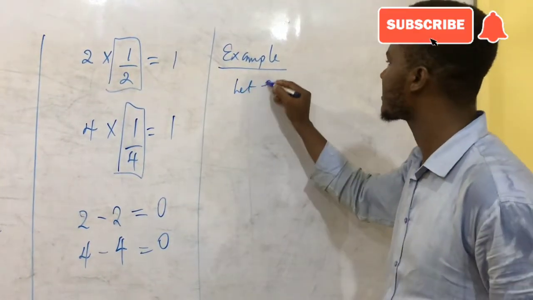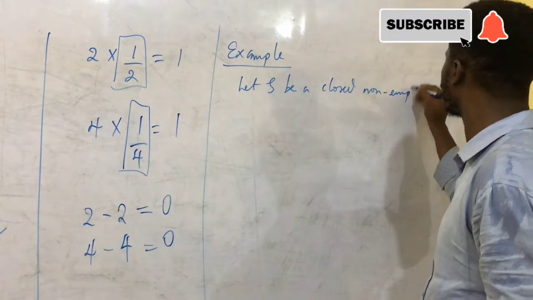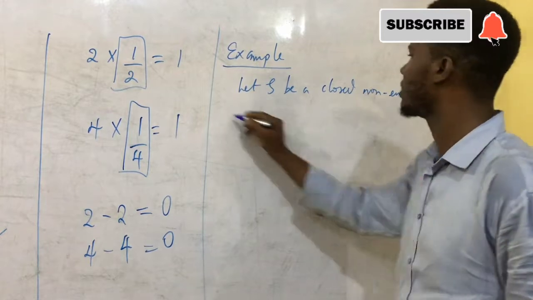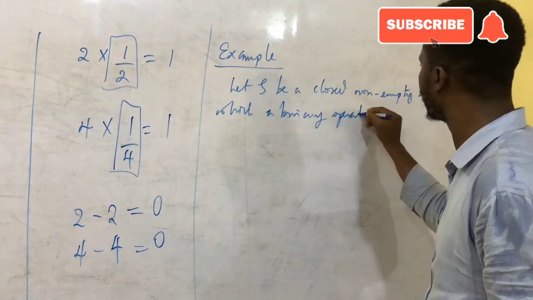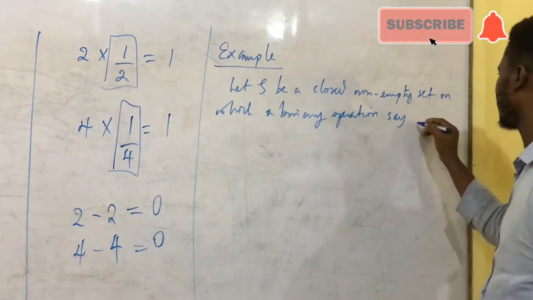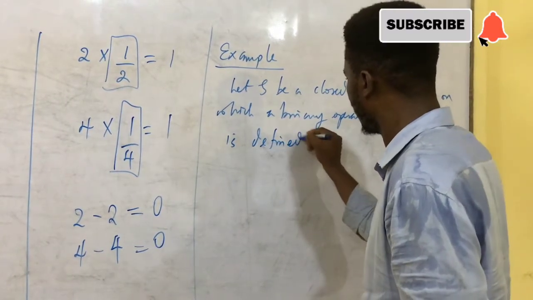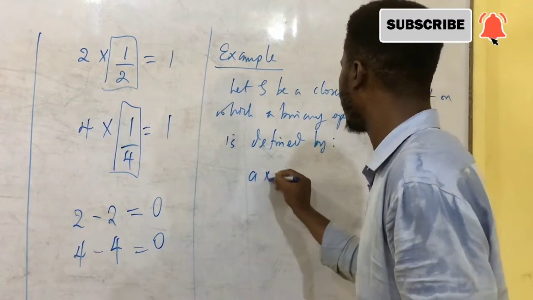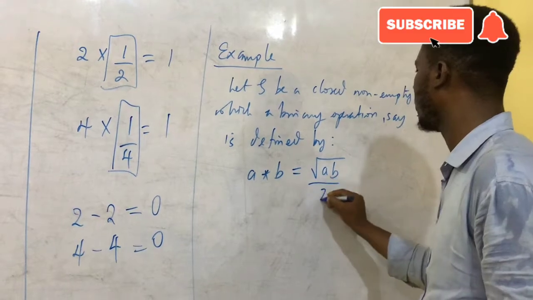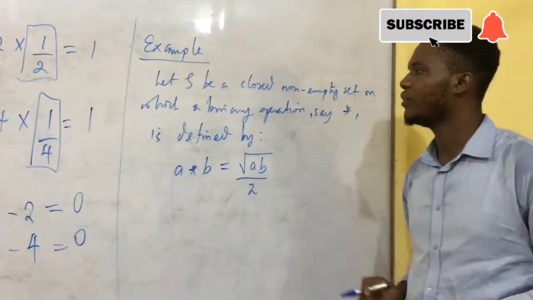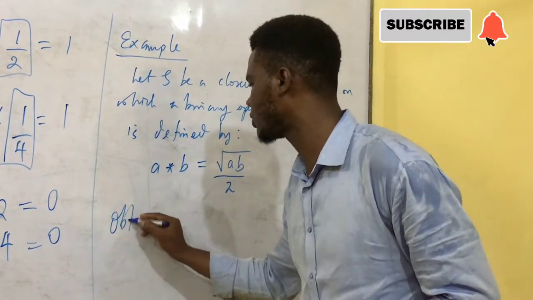So let S be a closed non-empty set on which a binary operation, say asterisk, is defined by A asterisk B is equal to the square root of AB all over 2. Okay? So if this is a binary operation defined by this, the question requires that we obtain the inverse element.